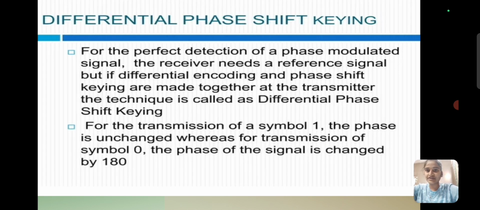Differential phase shift keying. This is nothing but DPSK. For the perfect detection of a phase modulated signal, the receiver needs a reference signal. But if differential encoding and phase shift keying are made together at the transmitter, the technique is called DPSK, that is nothing but differential phase shift keying. For the transmission of symbol 1, the phase is unchanged, whereas for transmission of symbol 0, the phase of the signal is changed by 180 degrees.